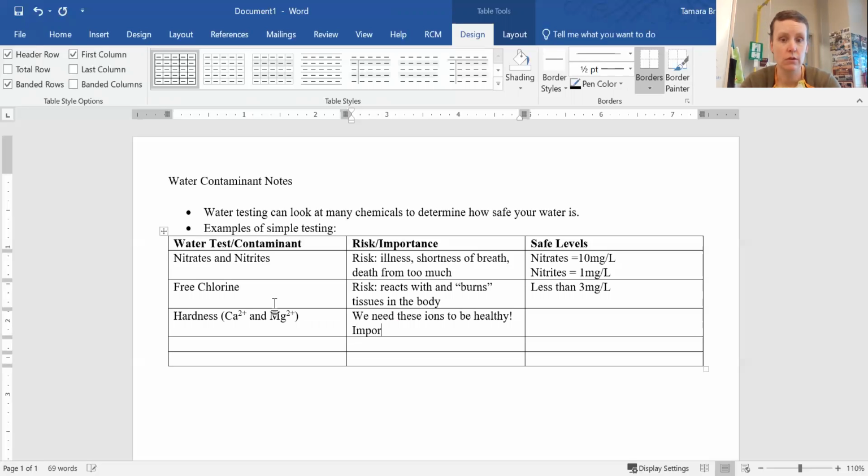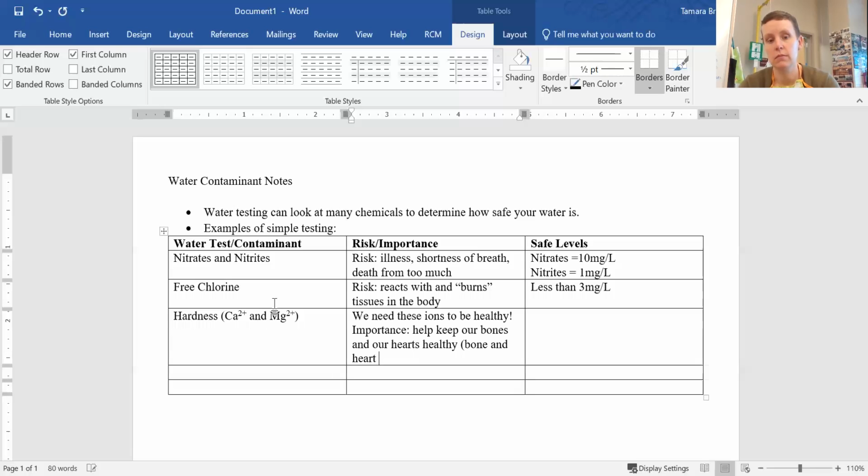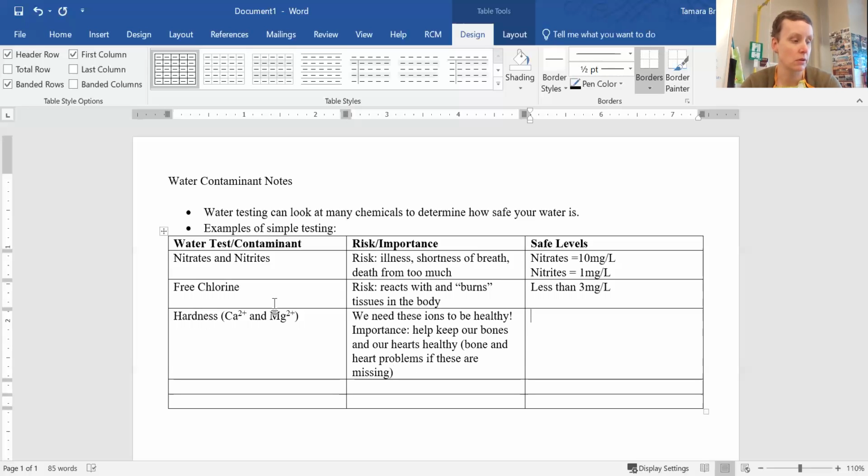So the importance: they help keep our bones and our hearts healthy, okay? So we get bone and heart problems if they're missing. If we don't get enough of those in our diets, you can get bone and heart problems, okay? So for hardness, we want our hardness to be measured at 75 and above. Now this is not milligrams per liter, it's a different measurement scale, but we want our hardness to be 75 and above.